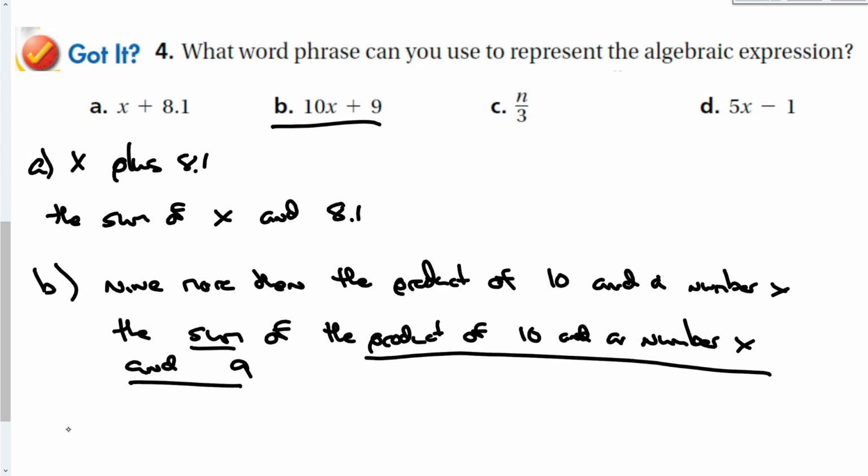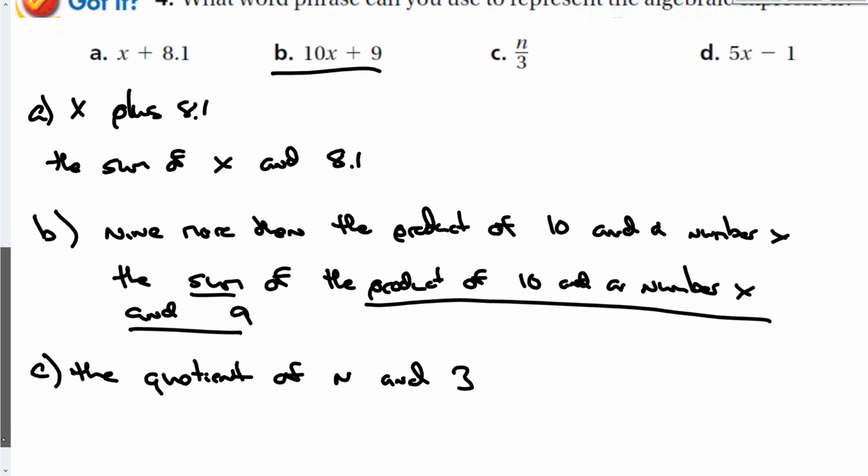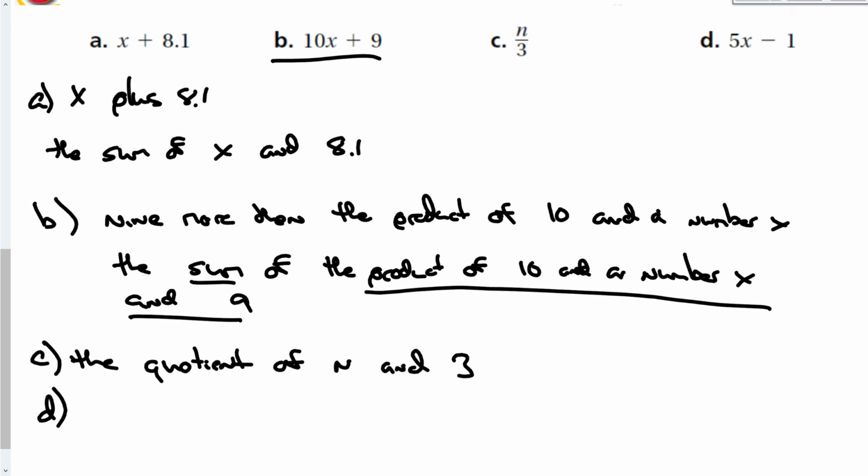Okay? So part C is going to say the quotient of n over 3. So the quotient of n and 3. Or we can say n divided by 3 or n over 3, but the best way is quotient. And the last one, D, is going to be, again, two things going on there, so we have to be very careful in the way we say it.